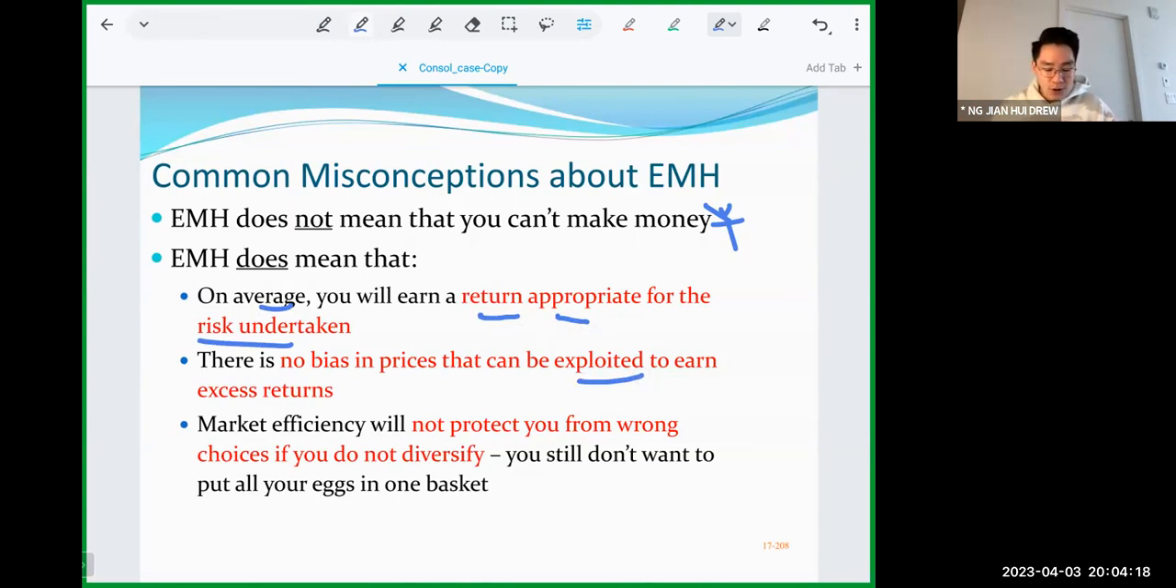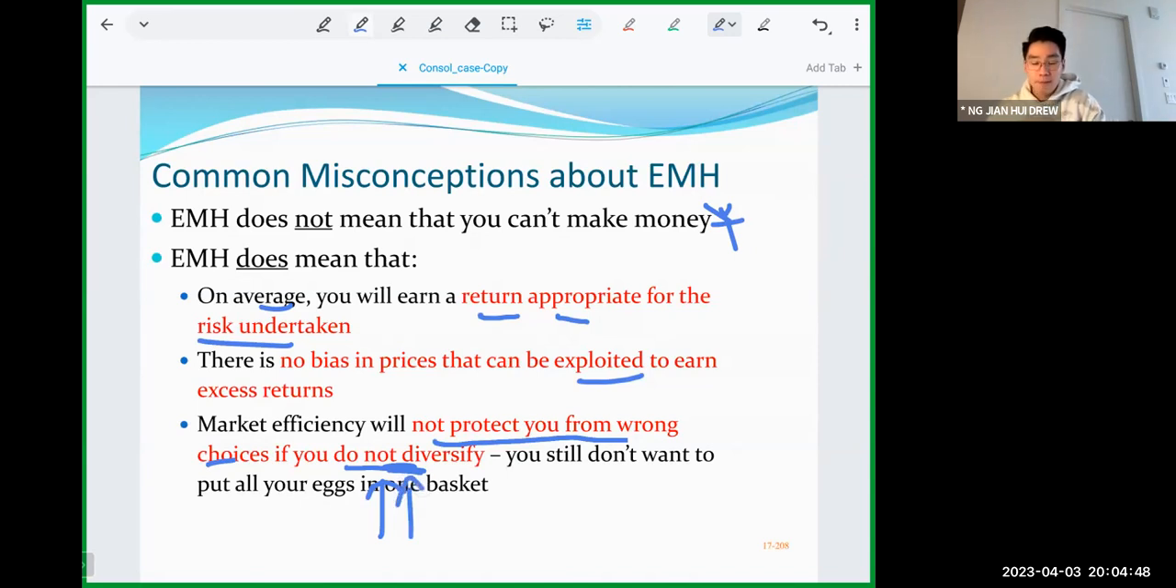So the last point is important. The efficient market hypothesis actually does not protect you from your choice if you do not diversify. After the break, we'll talk about this idea of diversification, but it's important to note that the efficient market hypothesis actually assumes that you are a diversified investor, meaning that you hold many stocks. So this is an assumption that has to be made, right?